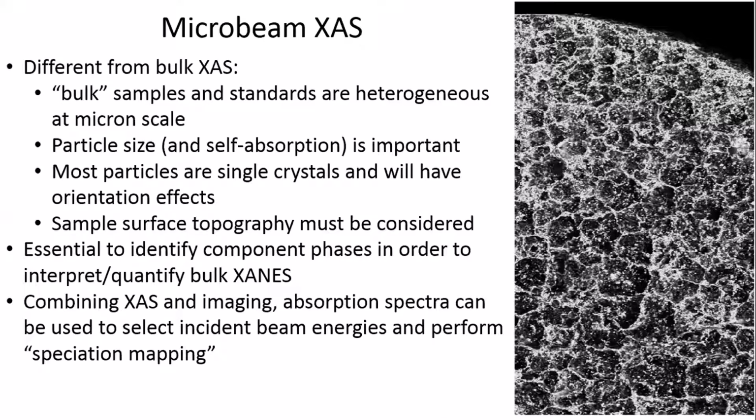The usefulness of microbeam spectroscopy is in part heterogeneous mixtures, in order to interpret or quantify the bulk. If you have a bulk spectrum that's a mixture of species, it helps to be able to go in and identify which particular species are present in the sample and where they are and what they're associated with. We can also combine the spectroscopy and the imaging and use the absorption spectra to select incident beam energies to perform speciation selective mapping. That's going to be very useful.